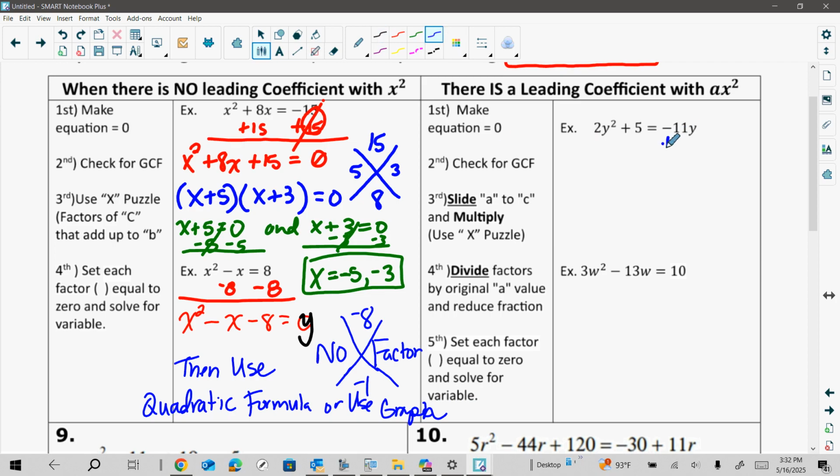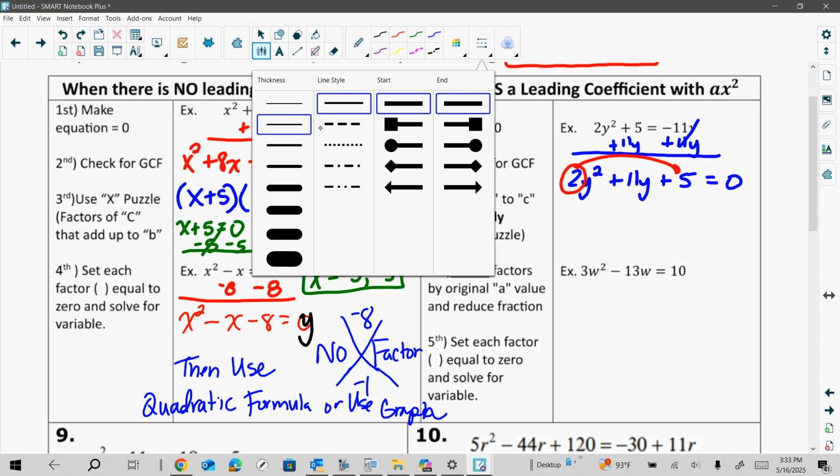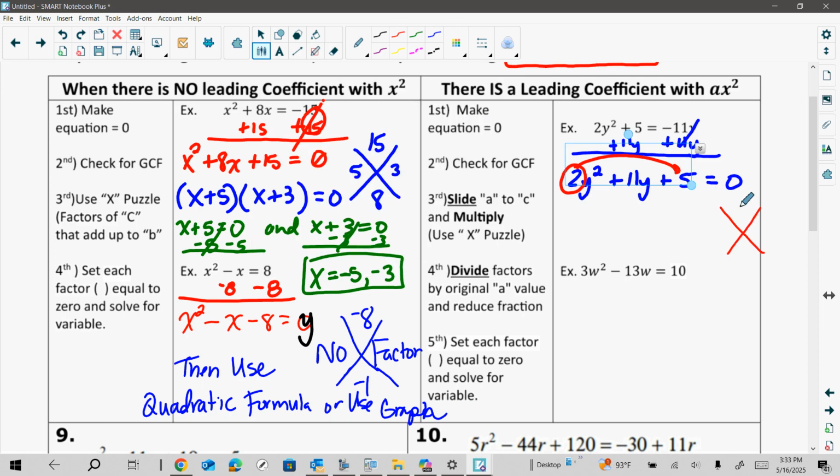So for this, I would have to add the 11y to both sides. So we get 2y squared plus 11y plus 5 equals 0. And now because we have a coefficient in front of that y squared, it says right here, slide the a to c and multiply. So we're sliding this 2 to 5. Now we're going to make our x puzzle, and it's going to be a 10 because 2 times 5 is 10, with an 11 at the middle. The only factors that give me 10 with the sum of 11 are 10 and 1.